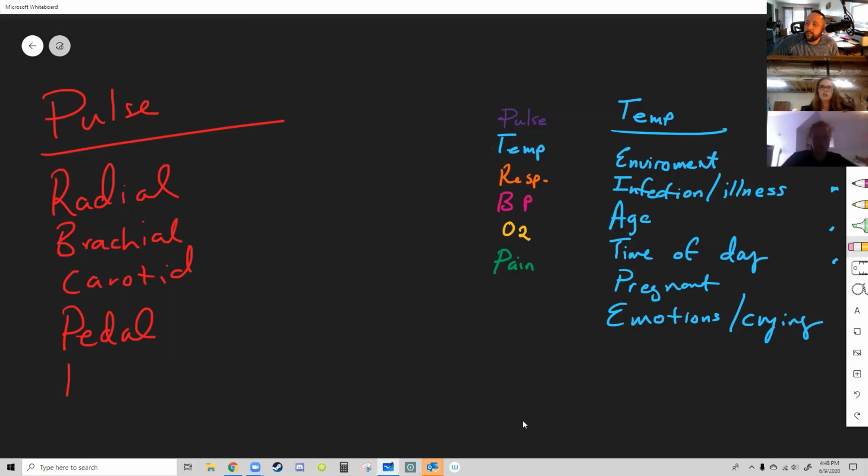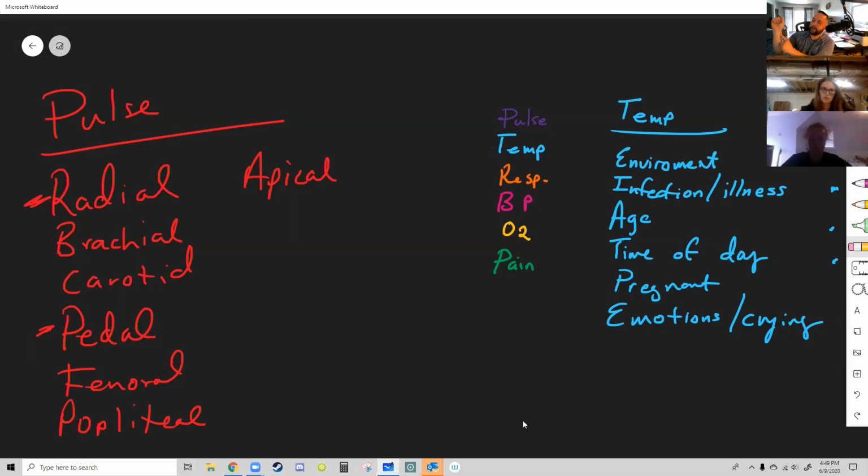Femoral pulse. And you got popliteal, which is behind your knee. And then there's even apical, which is at the apex of the heart here. You take it with a, what's that thing called? Stethoscope. But these are probably your most popular ones that you all might be working on. Radial is called radial because this is your radial bone on your thumb side, and you're taking pulse from the radial artery that's on that side as well.